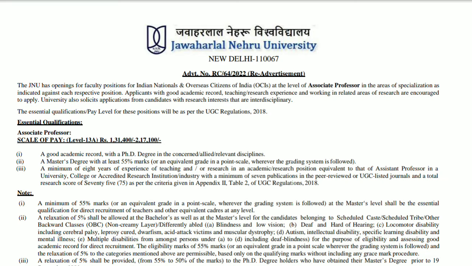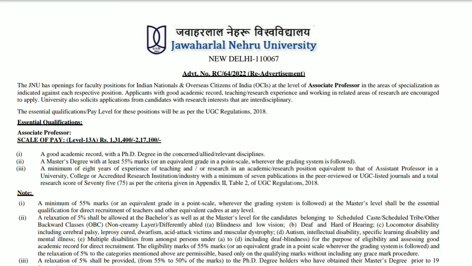It is the teaching job vacancy in Jawaharlal Nehru University. Jawaharlal Nehru University is a central government of India university located in New Delhi. They are recruiting teaching faculty in different disciplines, different subjects.